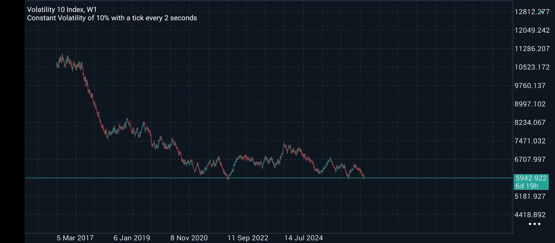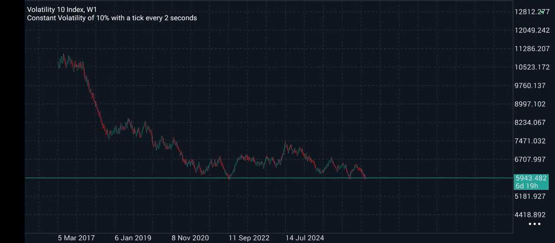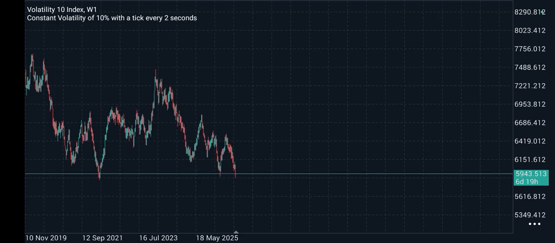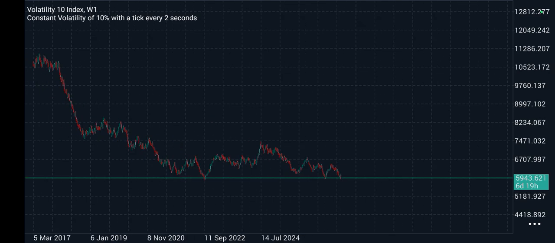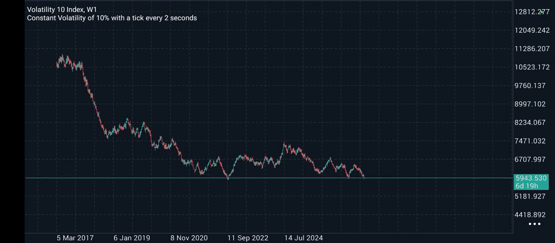So what I do when drawing the trend line is analyze from the time frame that gives me the total view of the market, and you can see here I can see the whole market. I can see the market from 5th of March 2017 till, sorry, till 18th of May 2025. So what I do here is I pick my trend line.